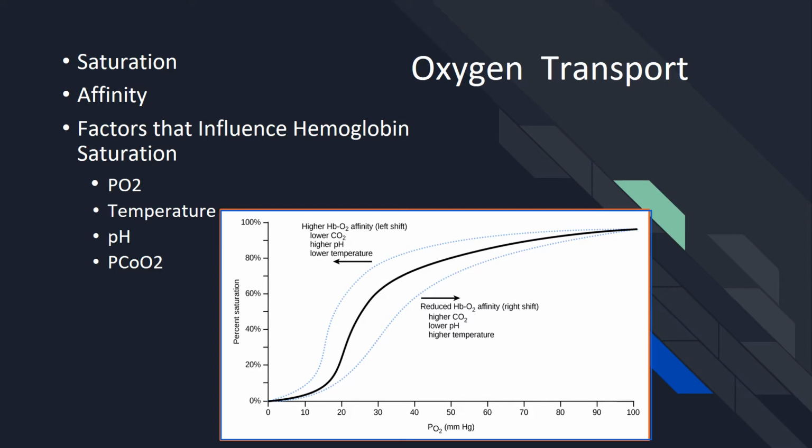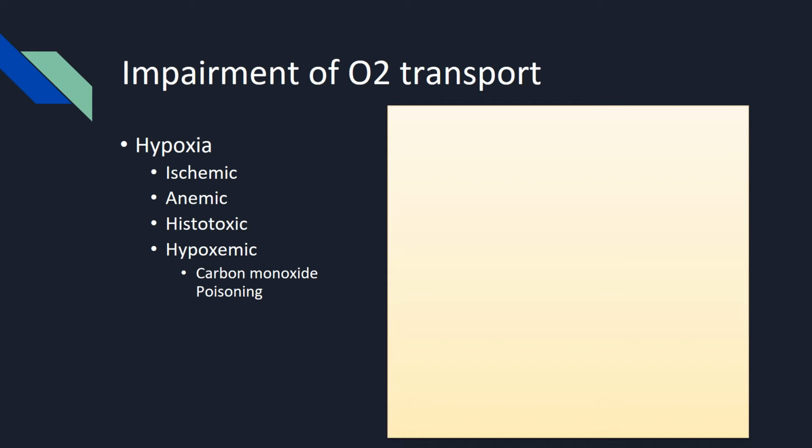Factors that influence it are partial pressure of oxygen, and if that goes up, the affinity goes up. The temperature, if that goes up, the affinity goes down. And the pH, if that goes down, then the affinity also goes down. If the partial pressure of the CO2 goes up, the affinity goes down. Impairment for CO2 transport.